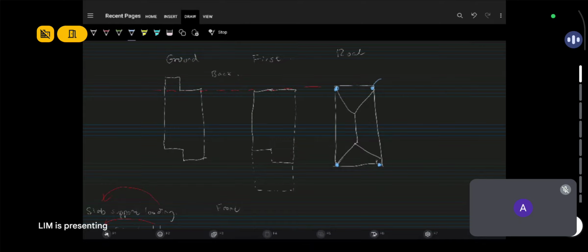Now, when I show columns, I always show the column below, not the column above. We don't care about the column above. We only care about the column below. When we show beams, it's the beam at that level. Now the columns need to support the beam. So you can start putting beams between the columns. Okay, so these are your beams.